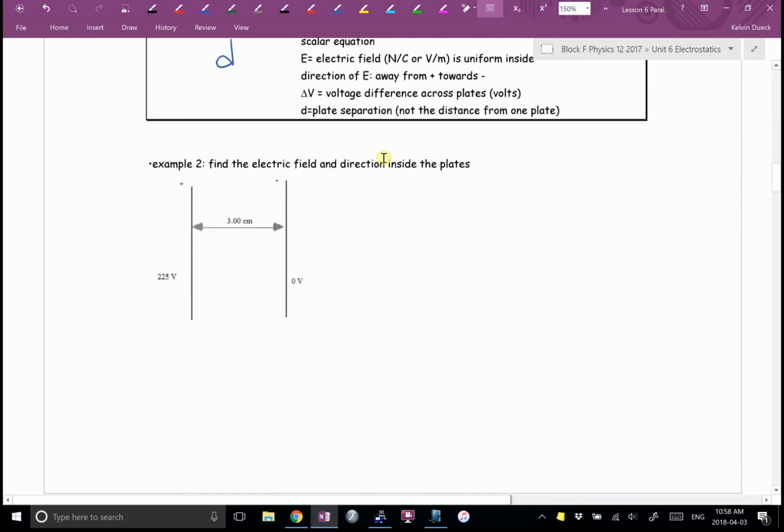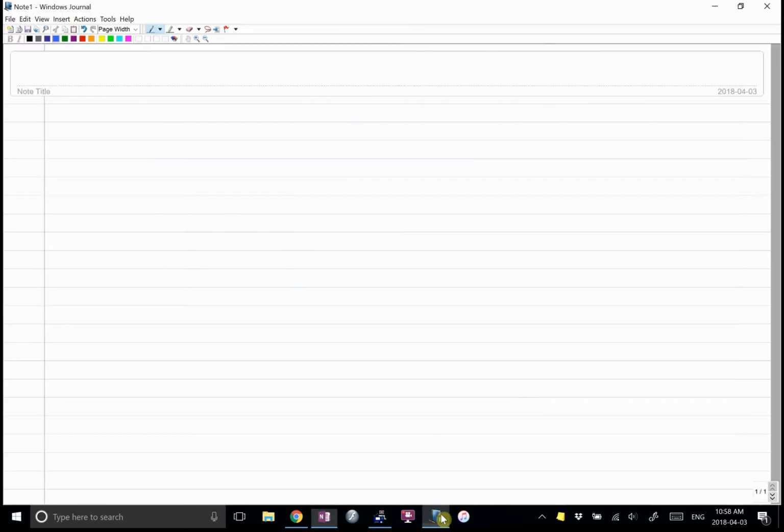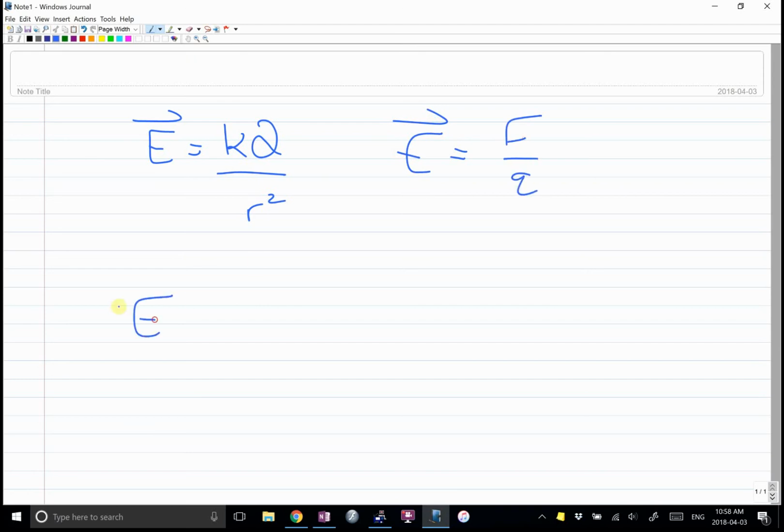So, example 2 says, find the electric field and direction inside the plates. We now have 3 ways to calculate electric field. We have electric field is KQ over R squared. Electric field is F over Q. And today we have electric field is change in voltage over D. Did I say change in voltage over D on your formula sheet? Yeah.